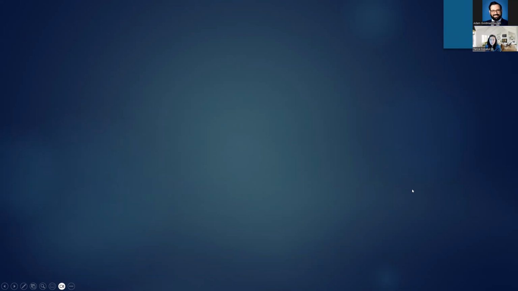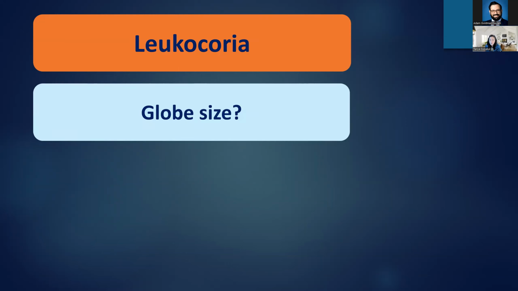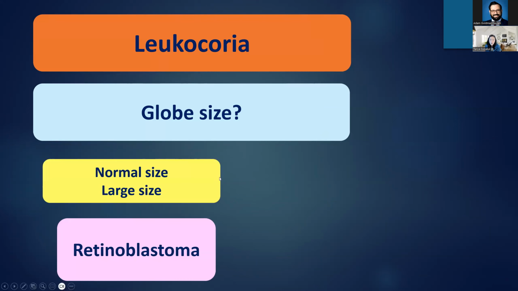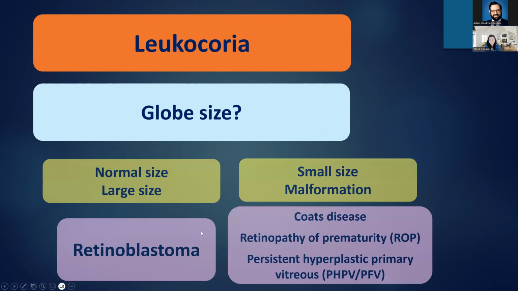So in terms of the imaging checklist, when you have a patient with leukocoria, the first thing is retinoblastoma until proven otherwise, because about 60% of patients with leukocoria have retinoblastoma. And then the next step is you need to check the size of the globe, whether it's bigger, smaller, or normal size. When the globe is relatively normal or a little bit bigger, you need to think about retinoblastoma. But if you see a small globe or a deformity or malformation, it can be Coats disease, retinopathy of prematurity, or PHPV.